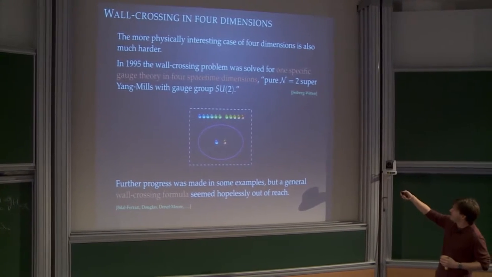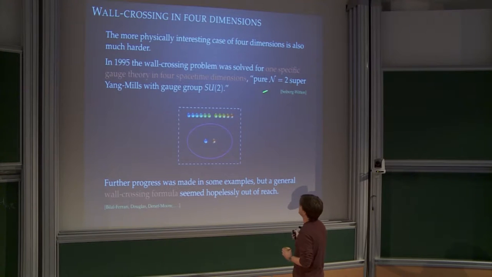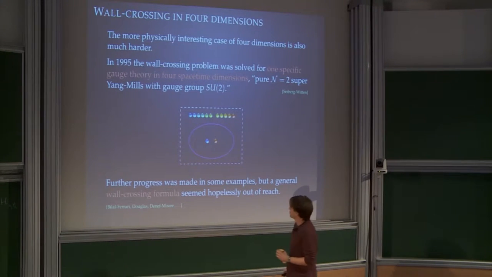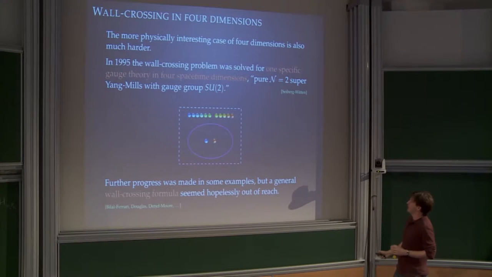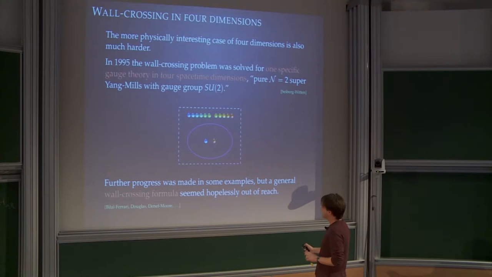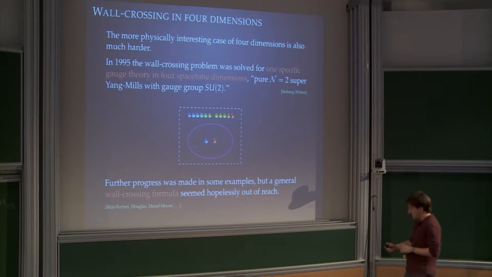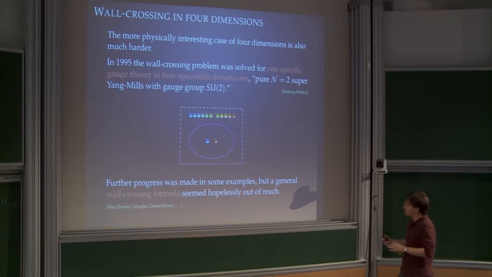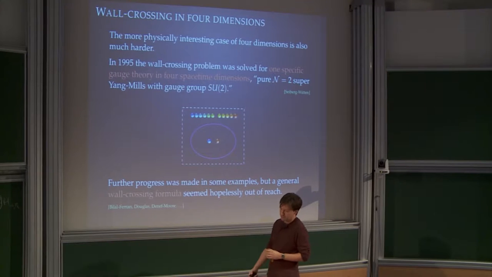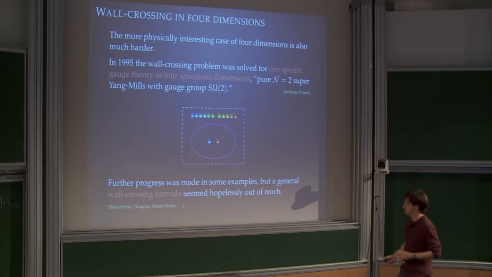In particular, in 1995, Seiberg and Witten solved this problem in the case of one very specific gauge theory, the so-called pure N=2 super Yang-Mills theory. What they found was that in this theory you have a parameter space which is one complex dimensional. There was one wall. Inside of the wall there were exactly two distinct stable particles. Outside of the wall there was an infinite family of them. After that, further progress was made just in some specific examples. But to solve the problem in complete generality seemed hopelessly out of reach.